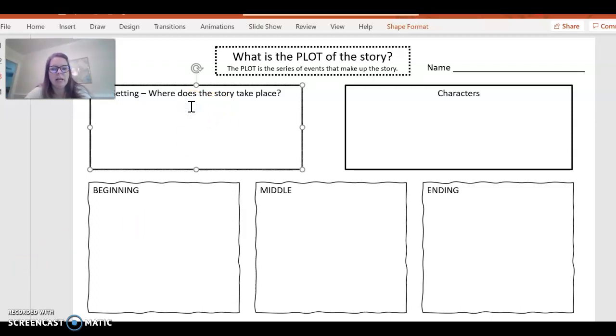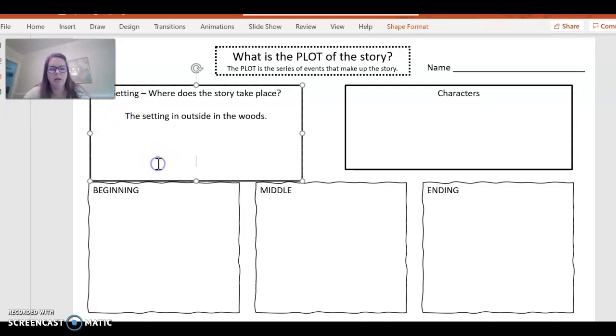All right, so the first thing I need to do is tell you where the story takes place. So the setting. So in this story, the setting is outside in the woods. Okay, so if you are a face-to-face scholar, you might want to pause the video and go ahead and write that in the box.